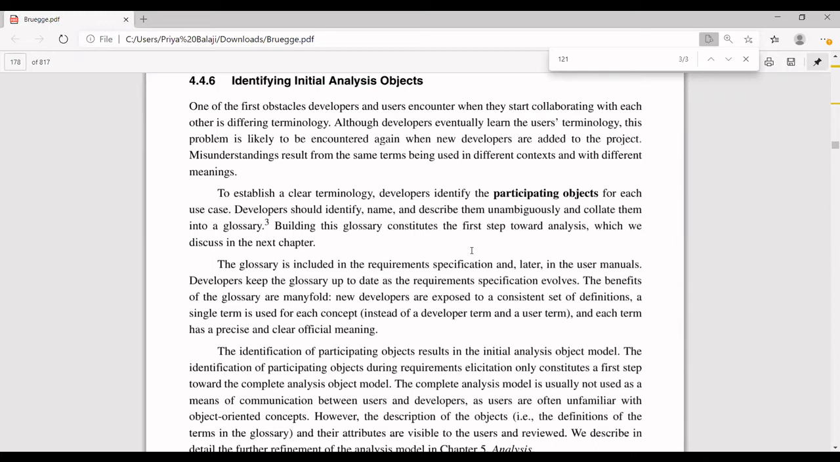Once I have defined the particular use cases, next I have to find out who is going to participate in those use cases. The objects have to be found out. We will discuss this completely in the next chapter, but here they have given a small introduction. Many developers will have different definitions or different meanings for certain objects.